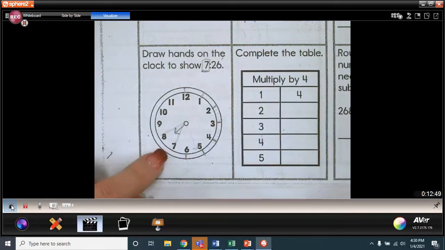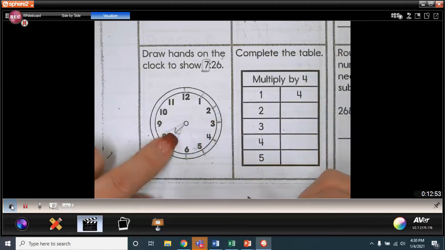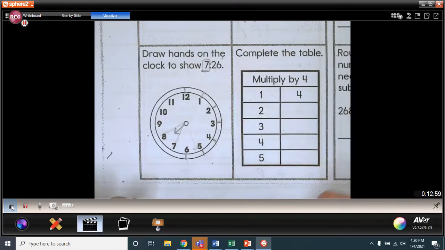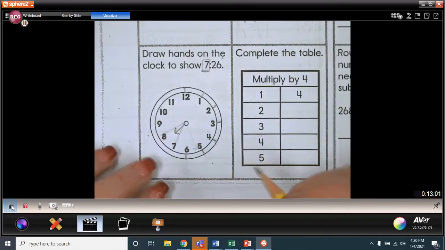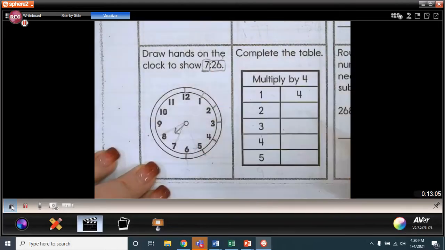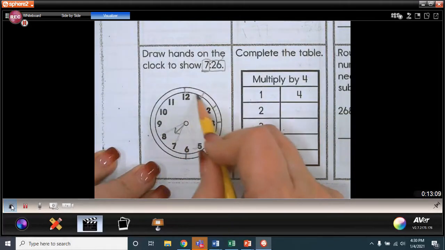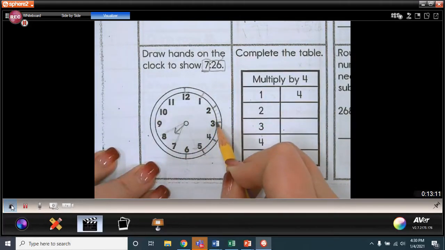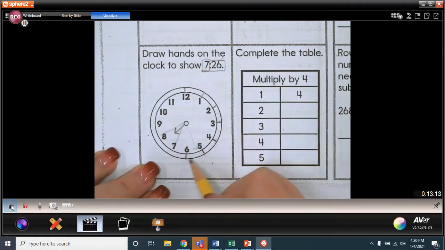Now, the hour hand is the short hand. So that's why we made this a short arrow. Our minute hand is going to be the long hand. And the long hand tells us that we are going to point that minute hand at the 26. Now remember what I just said. Between each one of these sets of numbers on the clock is 5 minutes.